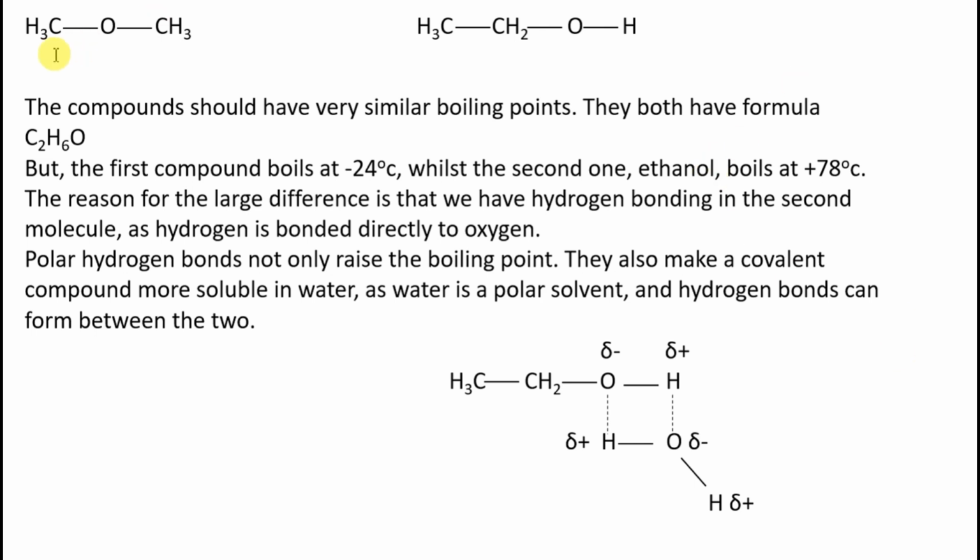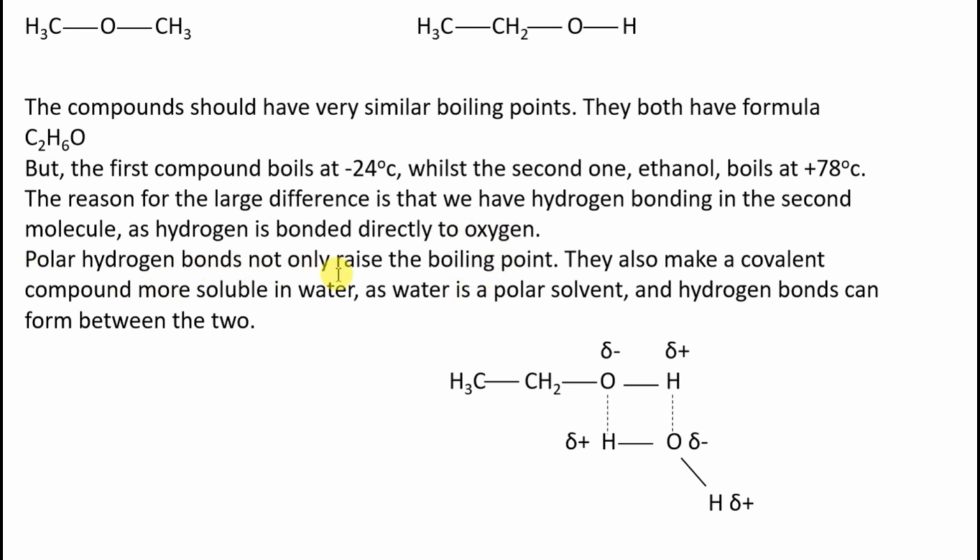Two compounds given at the top of the slide. The compounds should have very similar boiling points. They both have formula C2H6O. But the first compound boils at negative 24 degrees, whilst the second one, which is ethanol, boils at plus 78. The reason for the large difference is that we have hydrogen bonding in the second molecule, as the hydrogen is bonded directly to oxygen.